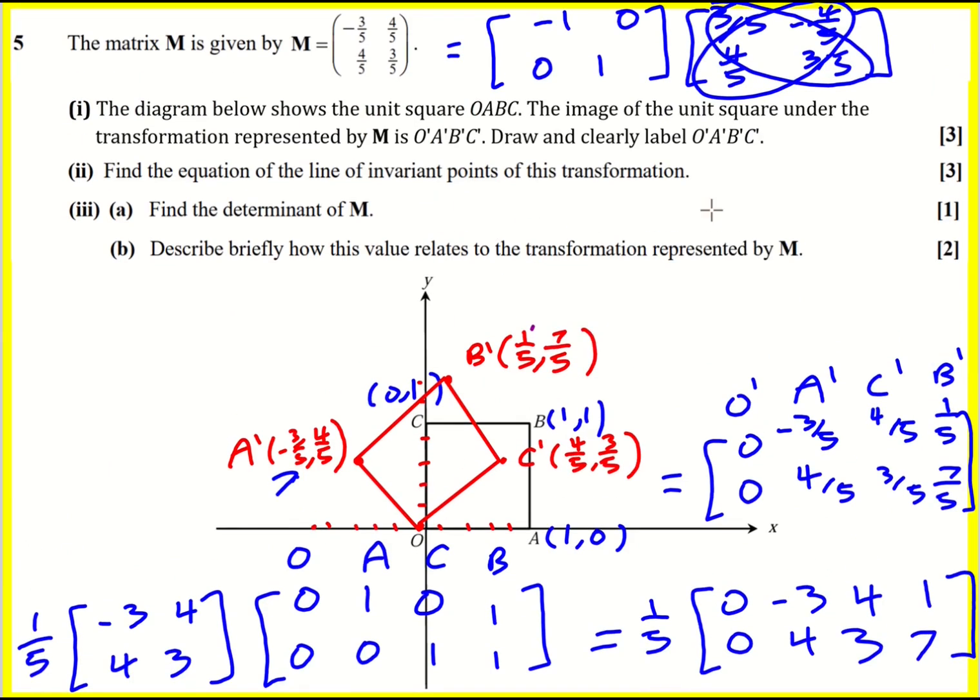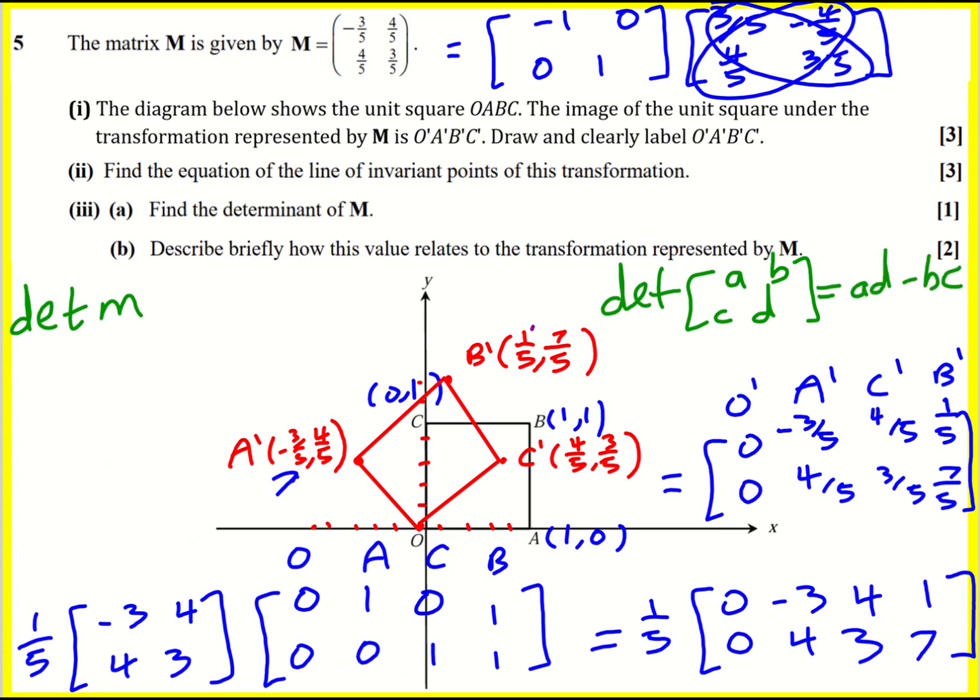Find the determinant of them. So remember, if you've got a, b, c, d, then the determinant is ad minus bc. For us, I'm going to leave the 5th in this time. It's going to be -9/25 when I do -3/5 times 3/5, then minus 4/5 times 4/5. This gives an answer of -25/25, or -1.